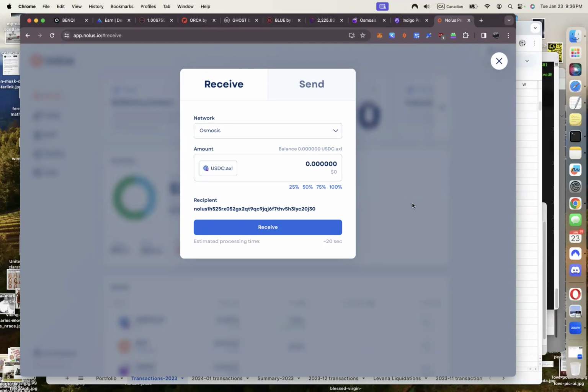So Nolus, like Levana, is based on the Osmosis chain. So you don't just start trading on Levana if you have assets in Kujira. You have to transfer those assets over to Osmosis in order to work on the Osmosis chain where Levana is. Nolus is in its own blockchain. So Nolus needs assets in the Nolus blockchain, in the Nolus zone, in order for you to use that as collateral and lease assets that way. And to do that, normally you have to send assets to Osmosis.